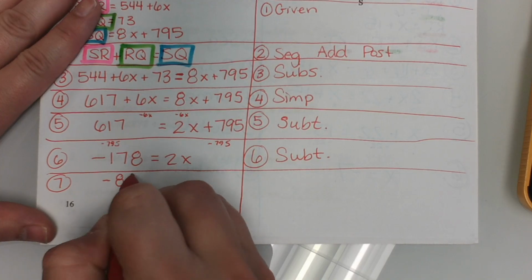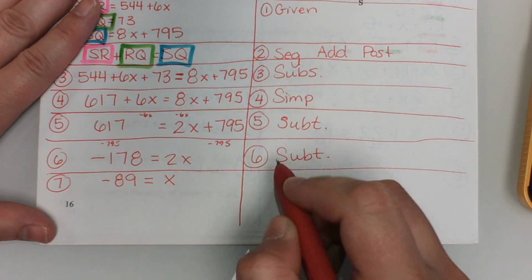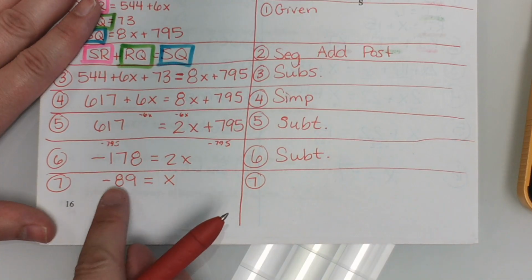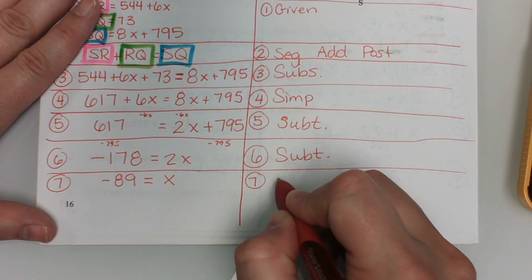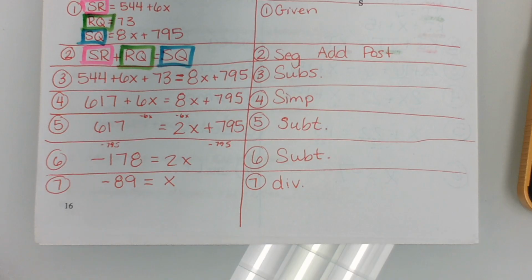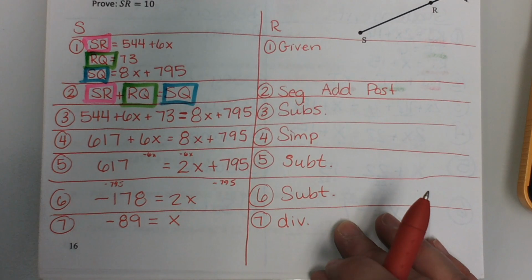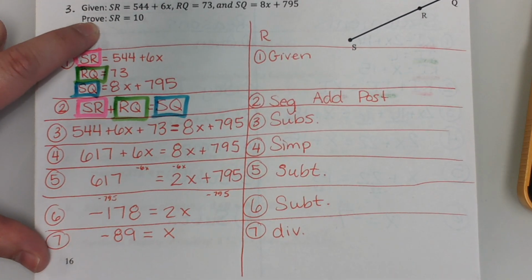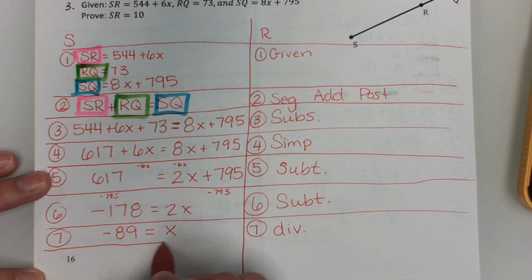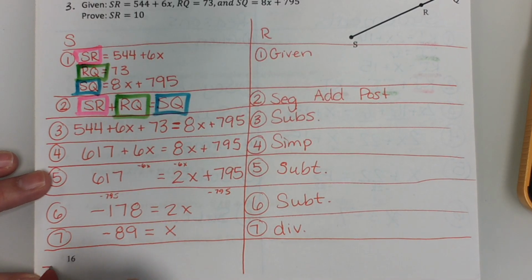Now, be careful. You cannot flip-flop sides of the equal sign without it being a step. So it should say negative 89 equals x, not the other way around. Is that what it asked me to prove? No. Now, had it asked me to prove that x was equal to negative 89, I would then simply flip things around using what property? Symmetric, S-Y-M-M. But it didn't ask for that. What did it ask for? Prove SR. To prove what SR is.